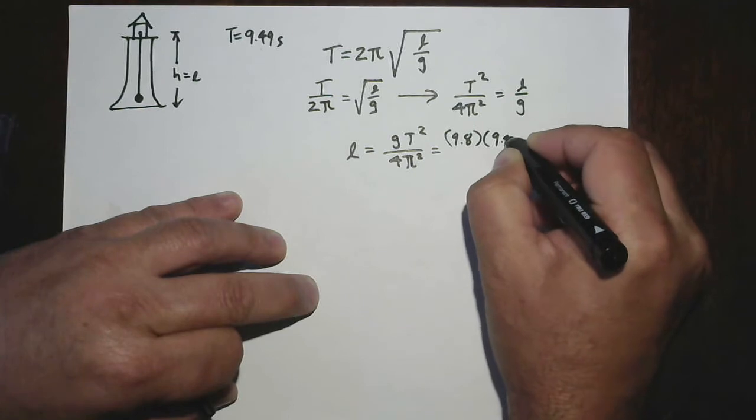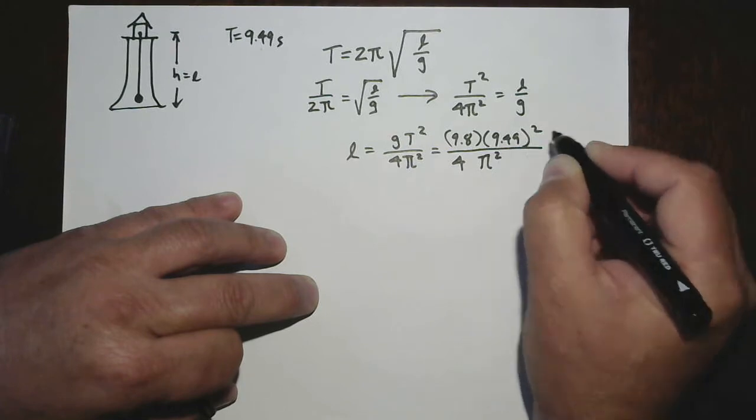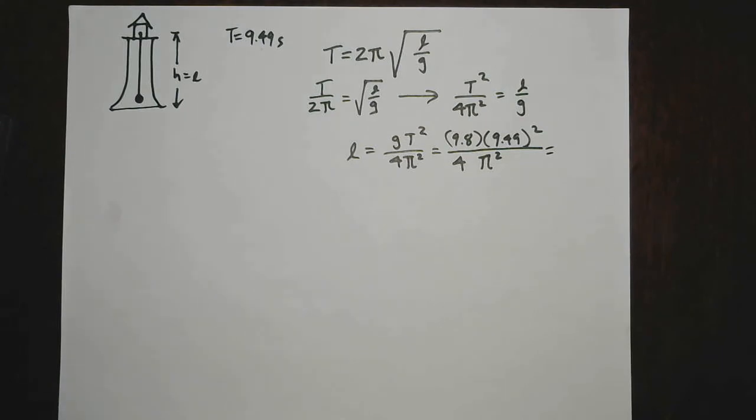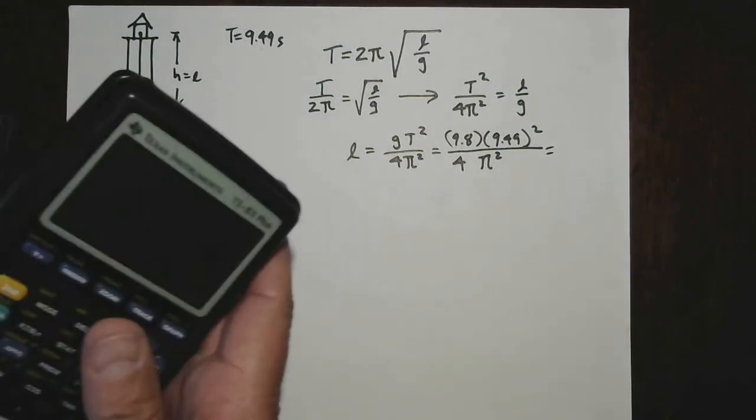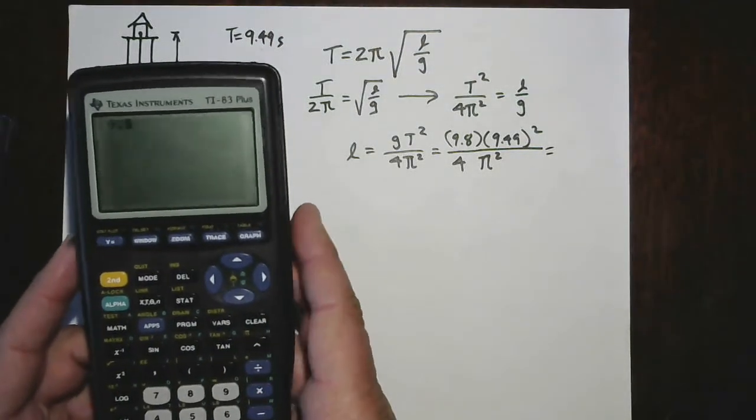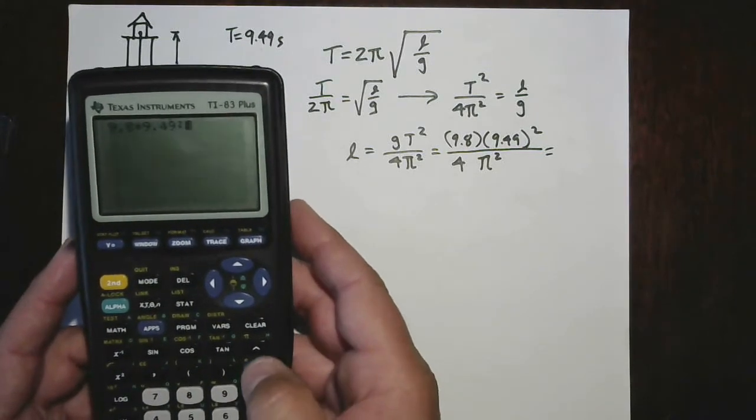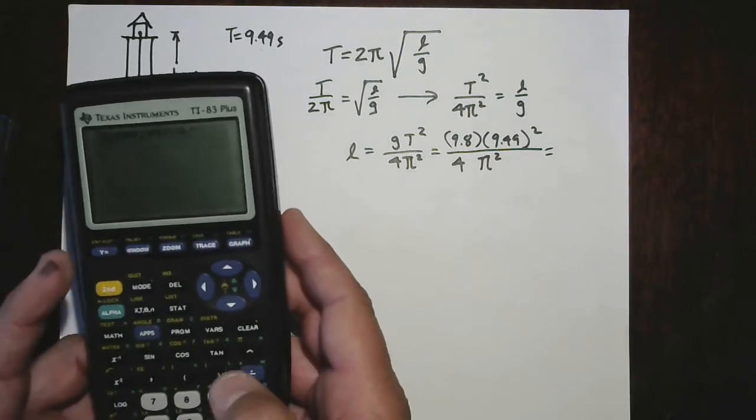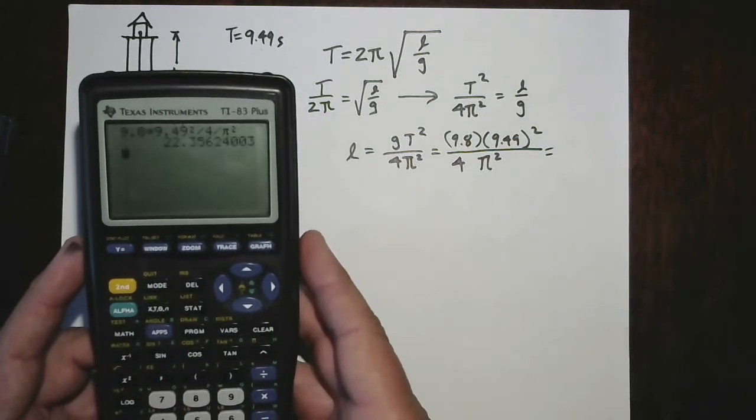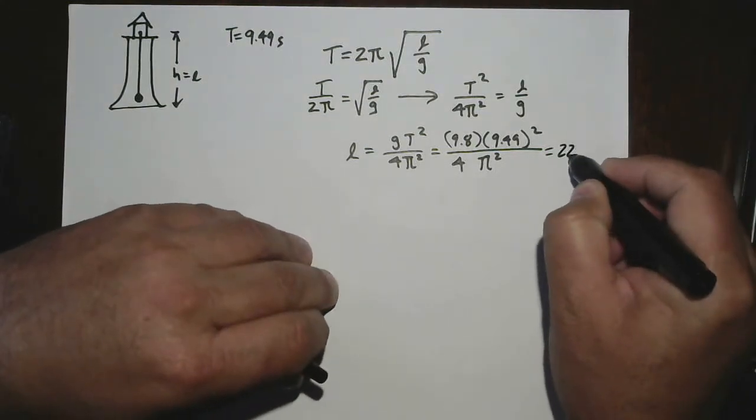T squared is 9.49, and we have to square that, and 4 and then pi squared, whatever that is, it's on the calculator. So let me get my calculator out. Okay, here we go. 9.8 times 9.49 squared divided by 4 and divided by pi squared equals 22.35 or 22.4. So this is going to wind up being 22.4 meters.